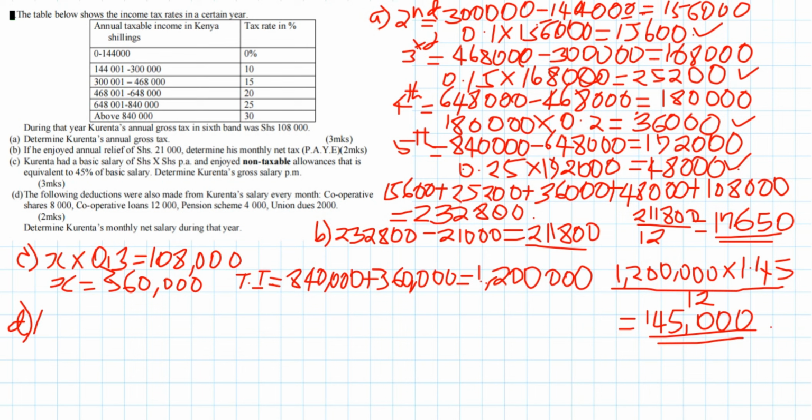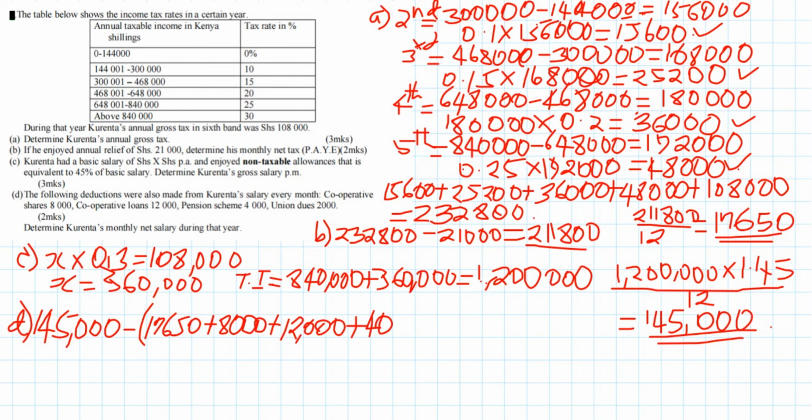So we take now the 145,000, and then we take away the deductions. We start with the tax. The tax he's paying per month is 17,650. We add now the deductions, 8,000, 12,000, 4,000, 2,000, and all of them together we subtract. So that now we obtain that Currenta at the end of the month he was receiving 101,350.